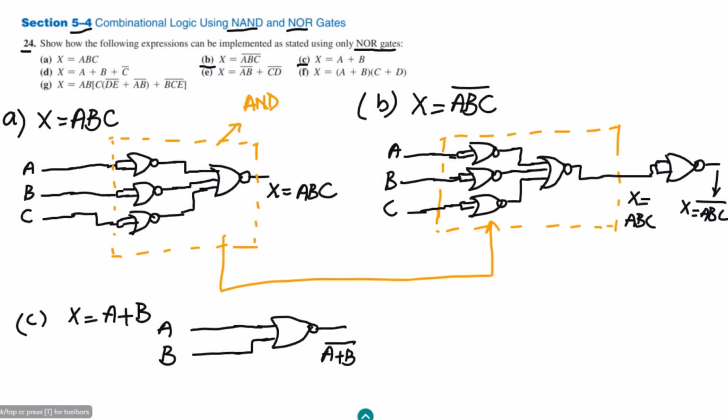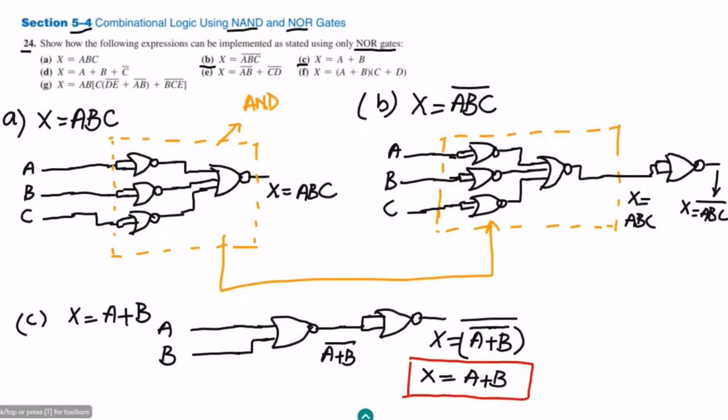So what do we have to do? We have to remove this whole complement. Therefore I am going to deploy another NOR gate. The two inputs of this NOR gate are connected, so it will serve as an inverter. When the input is given to it, the complement will cancel out the whole complement, so at the output I will get A plus B. This is the solution of part C.